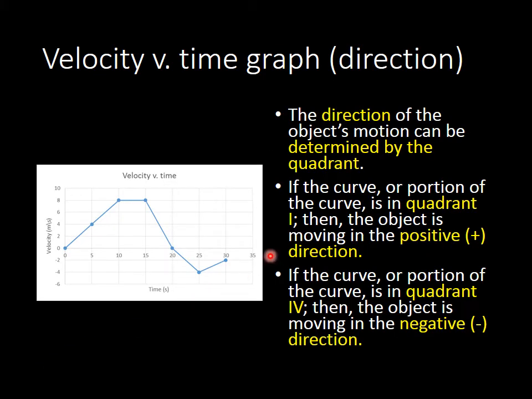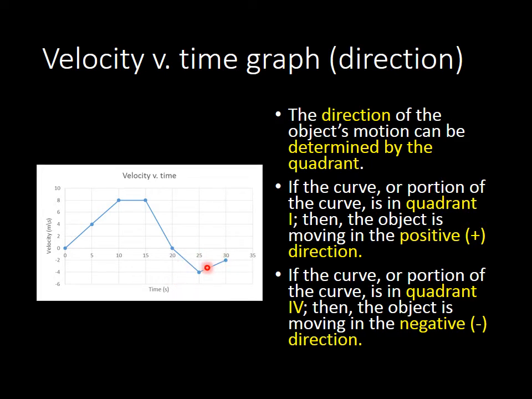All right, so if we want to figure out the direction that the object's moving from the velocity versus time graph, we look at it a little bit differently than we did in our previous graph. The direction of the object's motion is just determined by the quadrant that the line or the curve is in. If the curve is in quadrant 1, like it is up here, then the object is moving in the positive direction. Or if the curve is in quadrant 4, like it is in this lower part, then the object is moving in the negative direction.